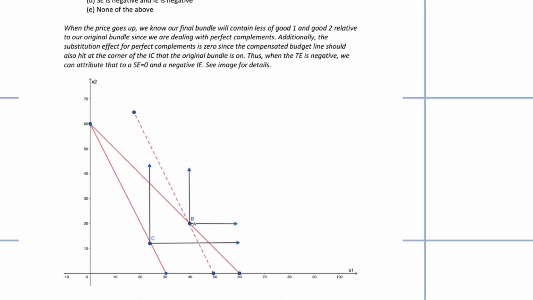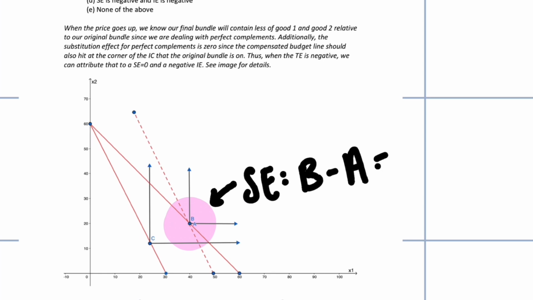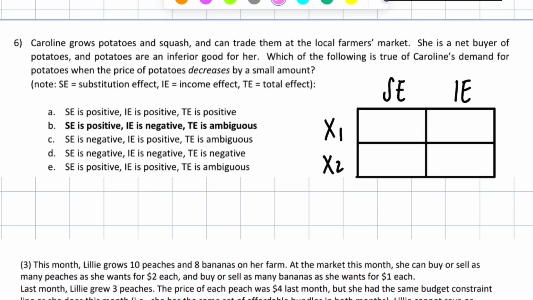Also for perfect comps, as we were talking about earlier, this A and B is on the same point, and so that's why we have a 0 substitution effect. Since substitution effect is going to be B minus A, they're the same point here, so it's just 0. Substitution effect for perfect comps is always 0, and that's why. Next up here we have Caroline.